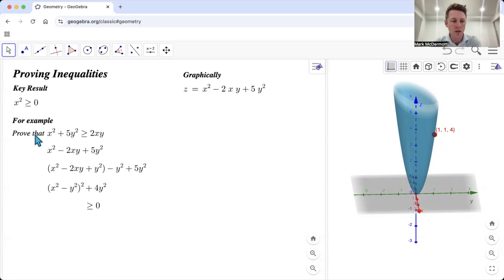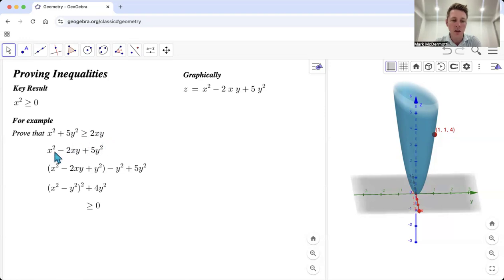So let's look at doing something like that. Let's prove that x squared plus 5y squared is greater than or equal to 2xy. Well, just recall some rules about inequalities. We solve them the same way we solve equations: you can move things to the other side, but if you multiply or divide by a negative number, you flip the sign. In any case, what we're going to do here is take away 2xy from both sides.